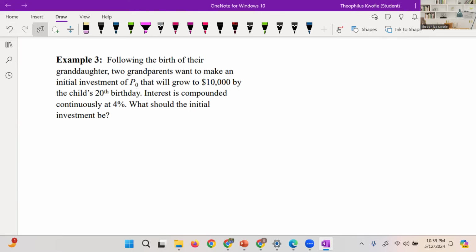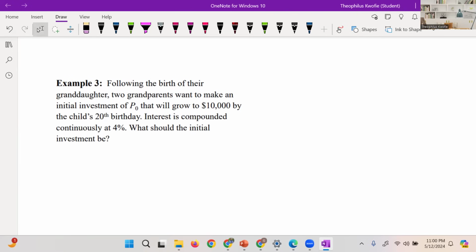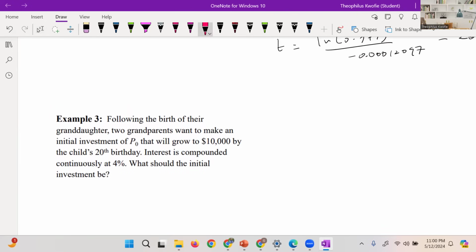Over here, there are some key elements for us to take note. Remember that it is expected that the initial investment of P naught will grow to 10,000. So let me underline that 10,000. This is what we expect to get at the end of the investment. This is how much we want to get. But remember that it was said that the interest is compounded continuously at 4%. If it's compounded continuously, in other words, it should grow exponentially. So we can use the theorem of exponential growth over here. We can invoke that theorem at this section. So let's take note of that.